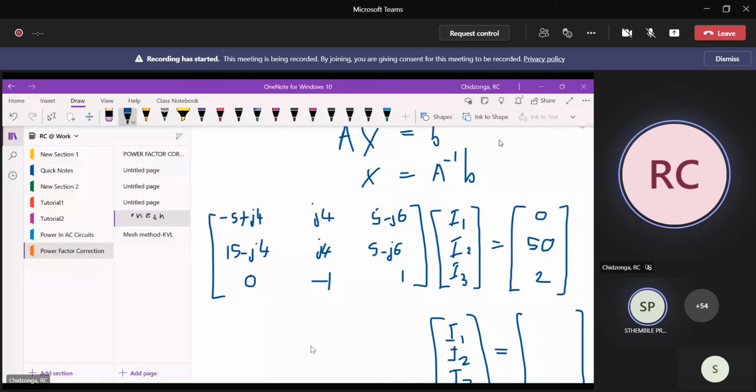Okay, sir, in the first column where you got minus 5 plus J4, and then you have J4, and then you have 5 minus J6. Isn't it supposed to be 5 at the top, not 5 minus J6? Yeah, you mean here? Do you see my cursor? Are you talking about here where I've circled? No, the last one. This one? Yes, sir.